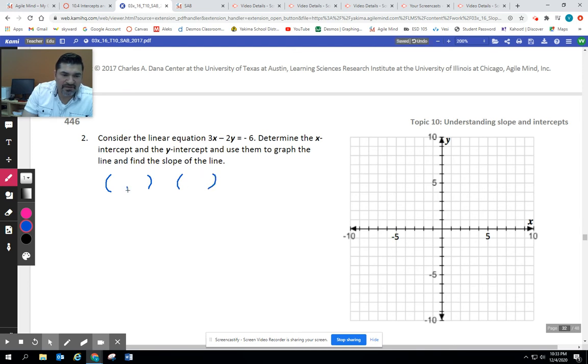So for our x-intercept, y has to be 0. And this is going to be vice versa here. All right, so let's find our x-intercept. So when y is 0, that means this is going to disappear. So I have 3x equals negative 6. What's the value of x? Think about that. 3x equals negative 6. X has to be negative 2.